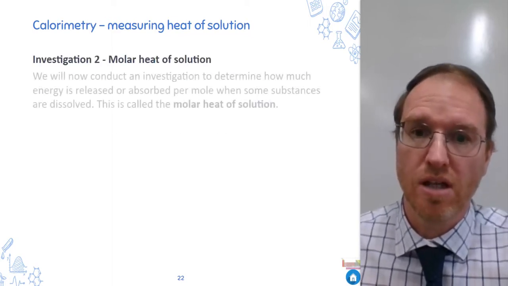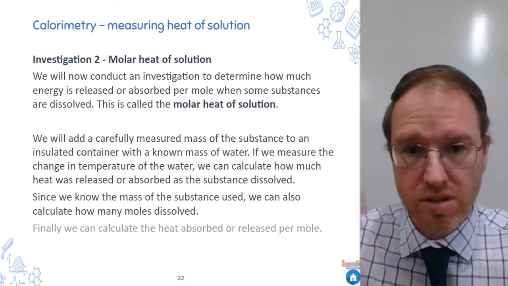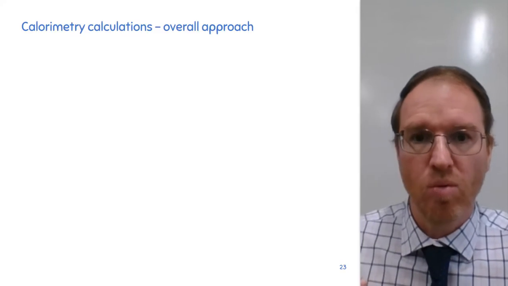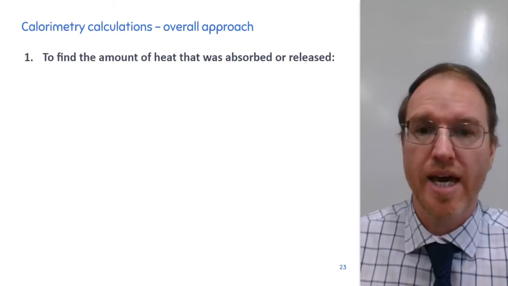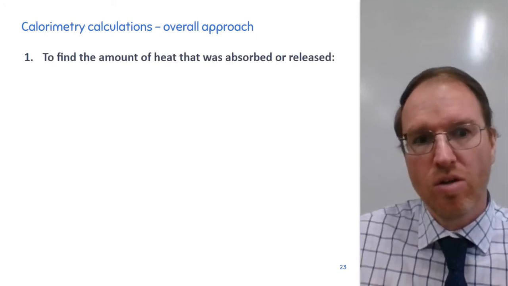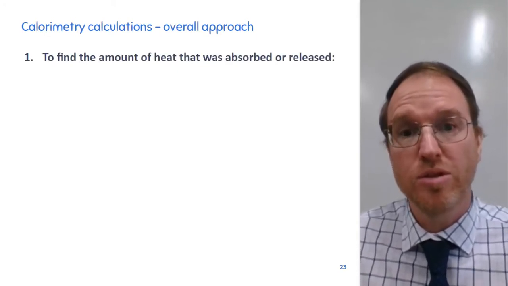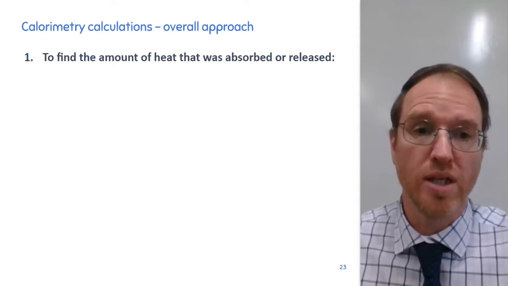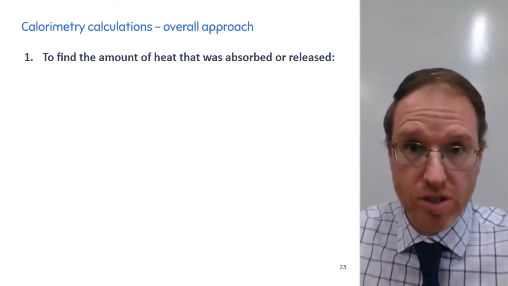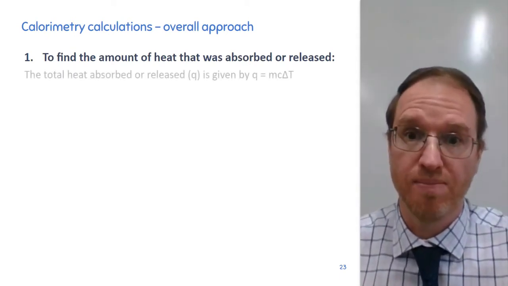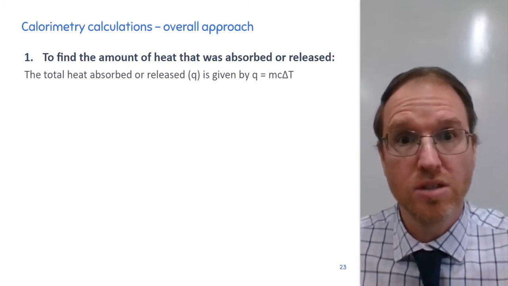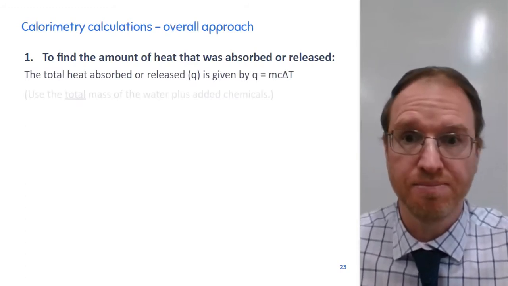Now, I've put that on a slide, so you can read through that if you want to, just to help you understand it. But what do the calculations actually look like then? To process our data, the first thing we will do is find the amount of heat that was absorbed or released. And that's to do with the temperature change in the substance we heated. We'll use Q equals mc delta T, the same as last lesson.